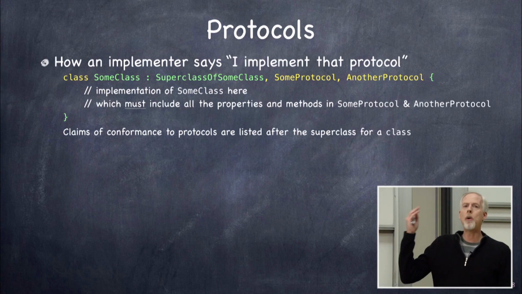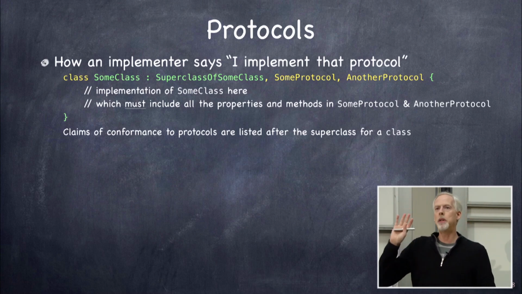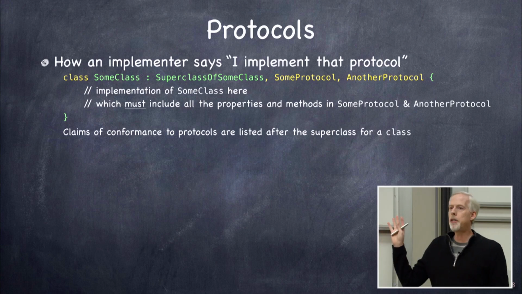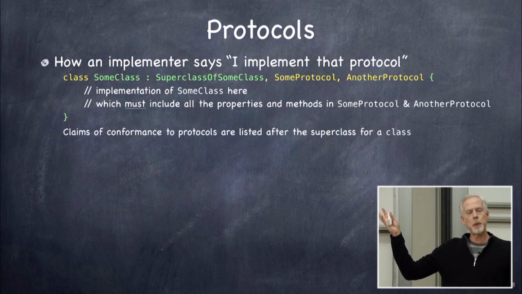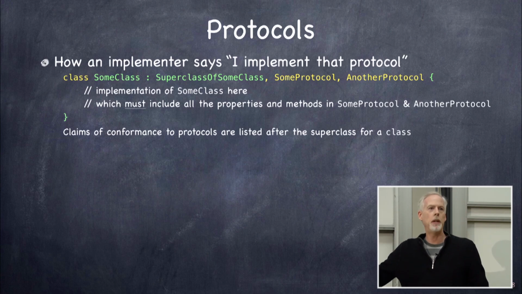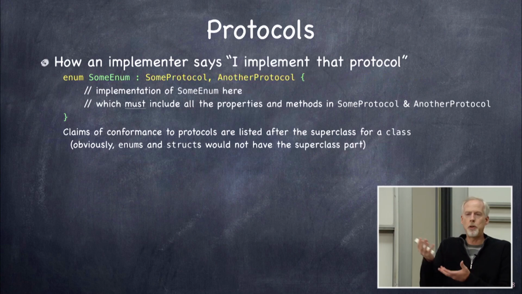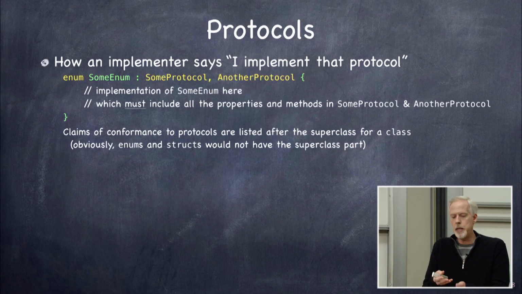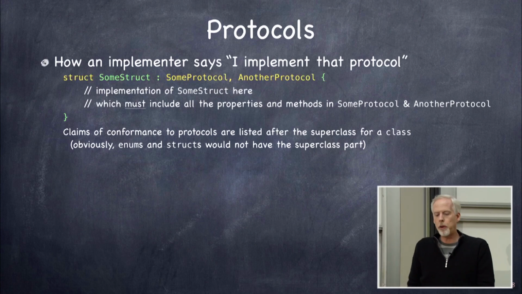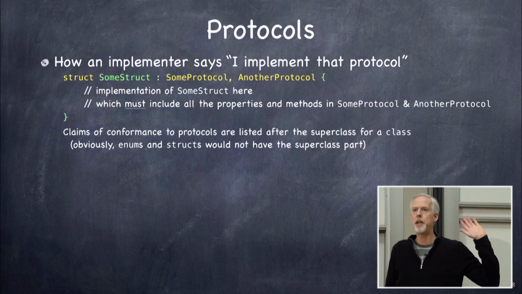Now let's look at how a class or a struct raises its hand and says, yes, I will implement this protocol. All it does is, in a class, after the superclass, you just say comma, all the protocols you claim to implement. It's as simple as that. And of course, for a struct, there's no superclass, so you would just say enum or struct, whatever, colon, the protocols you implement. Okay, so that's how you claim. This is you raising your hand and saying, I implement that.